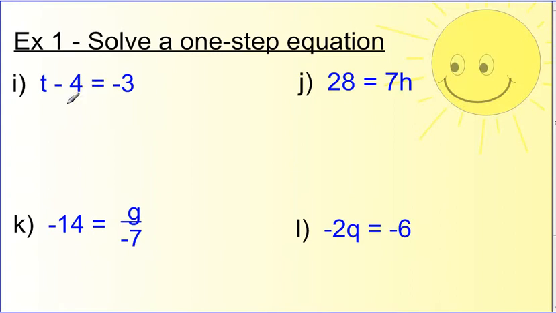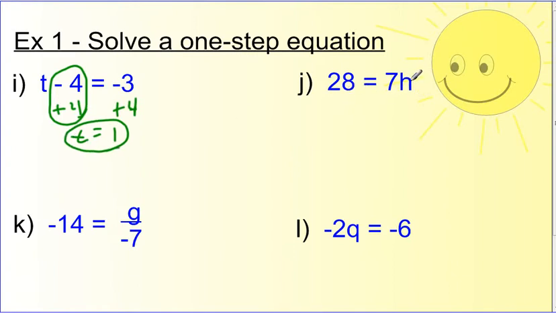Okay, let's see what we got. I'm going to go through these a little bit quicker because we should have a bit more experience by now. So we're going to variables being subtracted by 4, so I plus 4, plus 4. T equals, these guys went to 0, so it's just t equals, and a negative 3 plus 4 is positive 1.